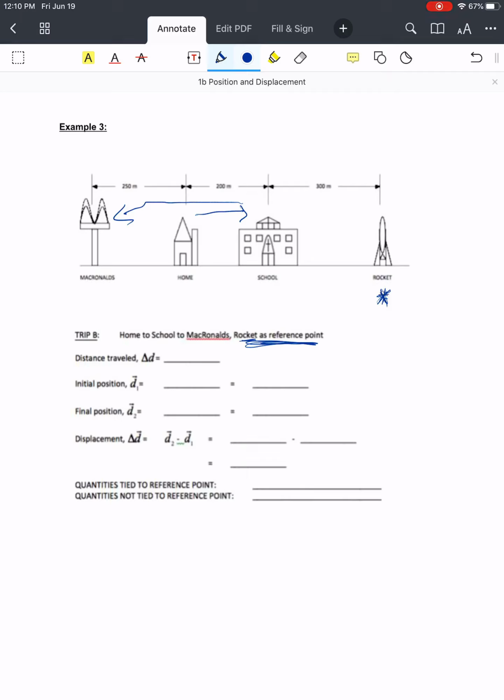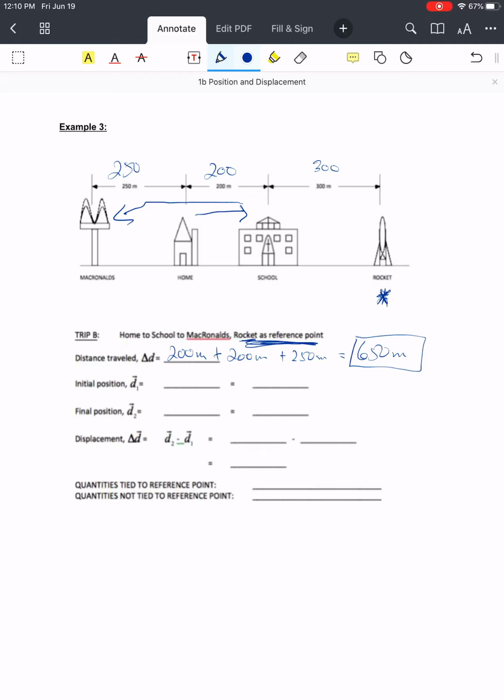Now let's calculate the distance traveled. So just to clarify, this is 250, that's 200, and that's 300. So I went from home to school, so that's going to be 200 meters. Now to go to McDonald's, I got to travel that 200 meters backwards, and then I got to travel the additional 250 meters. So that's 650 meters. Now remember, distance is a scalar, direction doesn't matter.